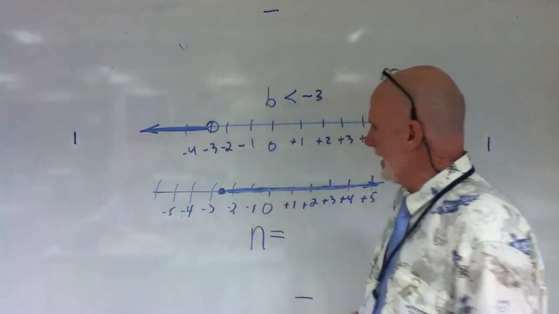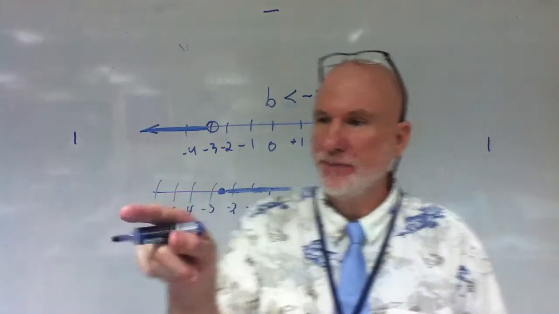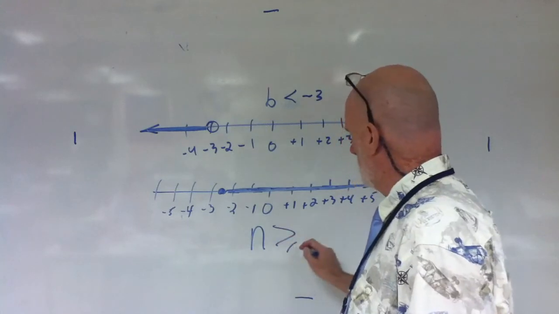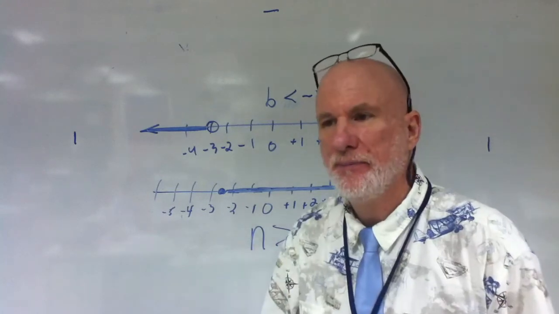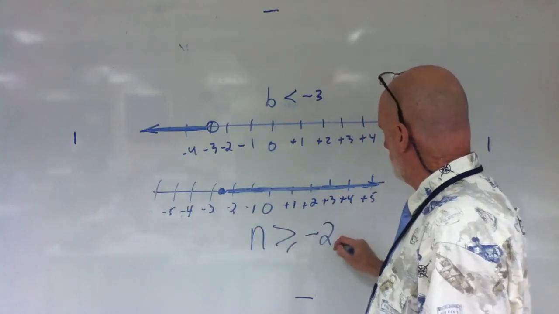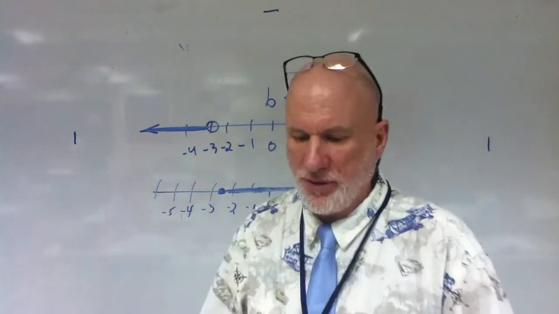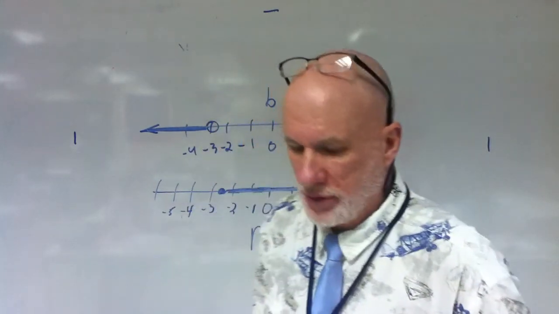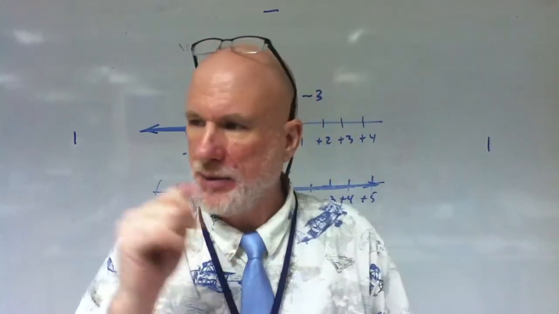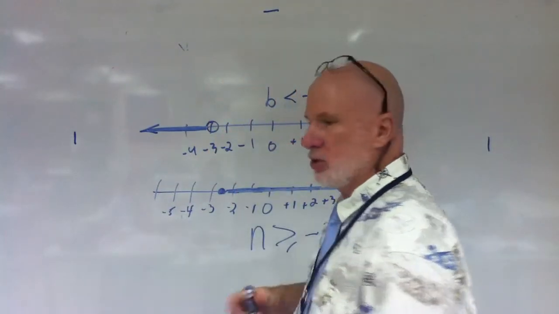So what would that be? N is what? Yes, Ali. Greater than or equal to -2. Greater than or equal to minus what? Minus 2.5. That's very good. So pretty straightforward stuff. Let's quit that one. We'll come back and make another video. But for instance, let's just do one more.